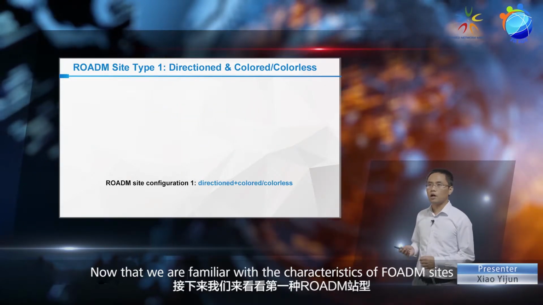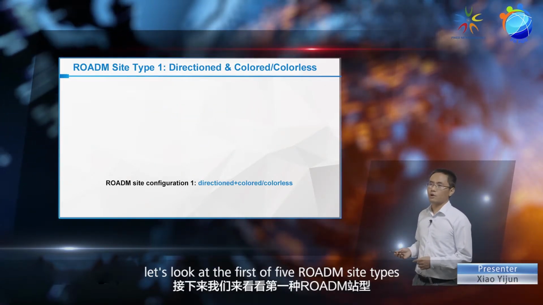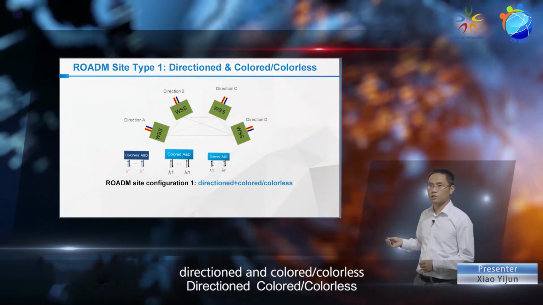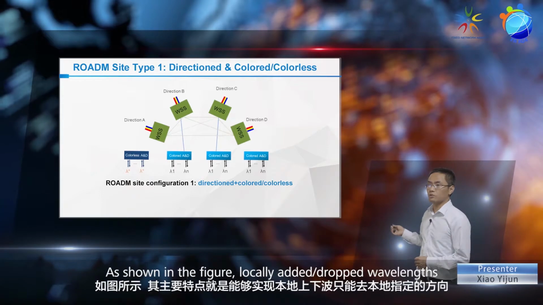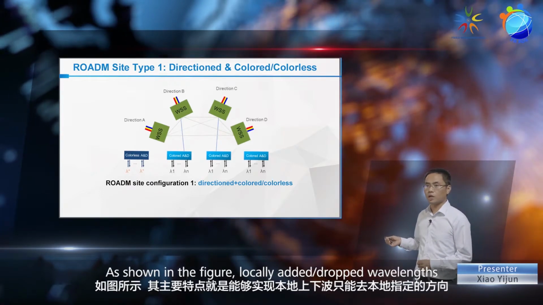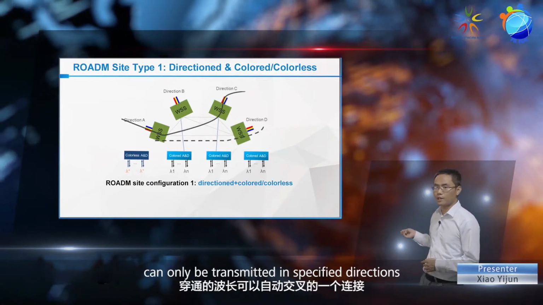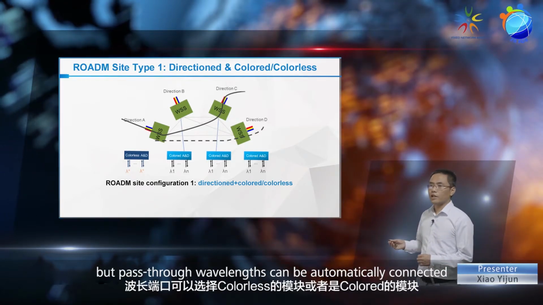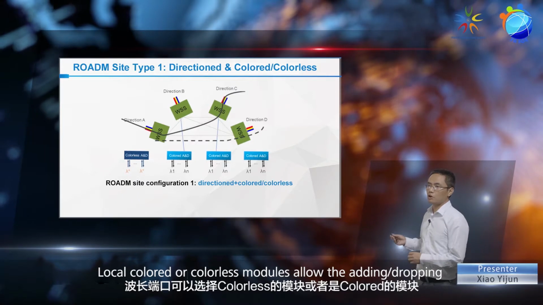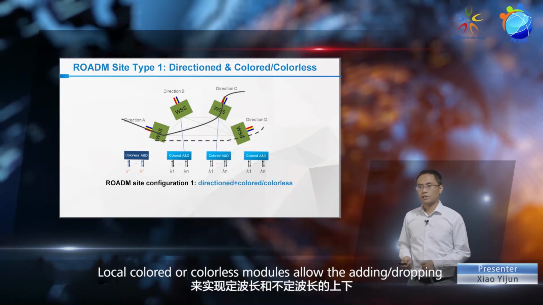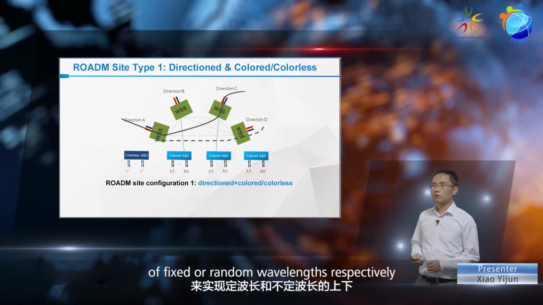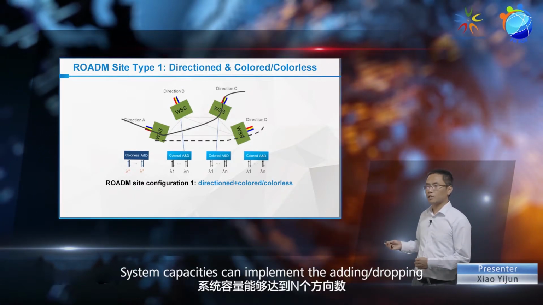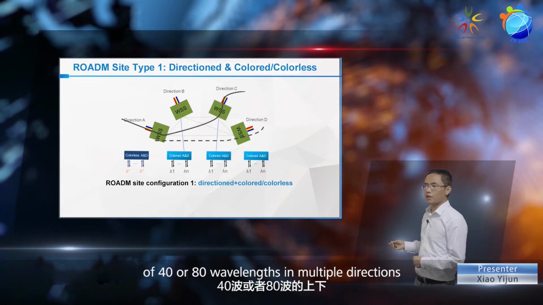Now that we are familiar with the characteristics of FOADM sites, let's look at the first of 5 ROADM site types: directioned and colored/colorless. As shown in the figure, locally added/dropped wavelengths can only be transmitted in specified directions, but pass-through wavelengths can be automatically connected. Local colored or colorless modules allow the adding/dropping of fixed or random wavelengths respectively. System capacities can implement the adding/dropping of 40 or 80 wavelengths in multiple directions.